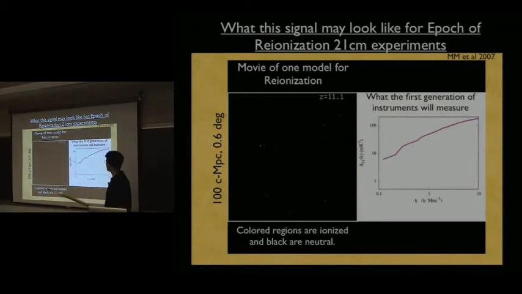It's a cosmological simulation. When I start the movie, you'll start to see colored regions, which are the ionized regions. And on the right panel is the power spectrum of the 21 centimeter signal, which is what these instruments are going to observe.